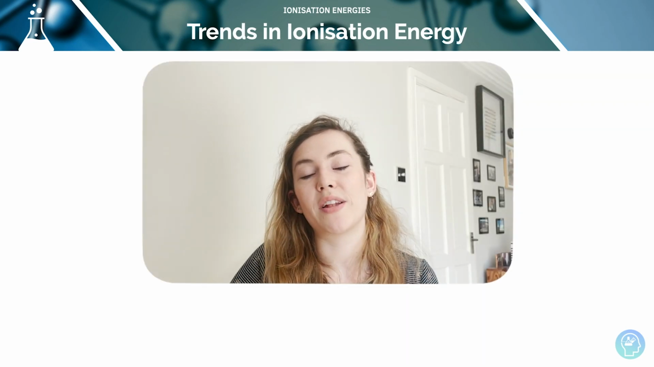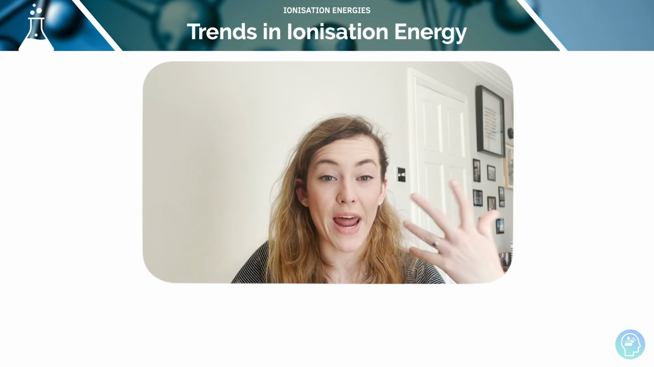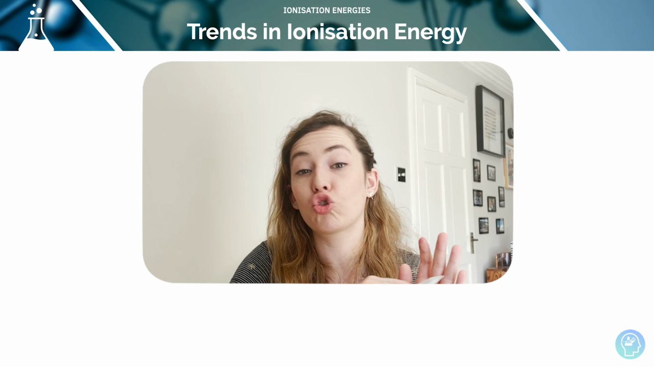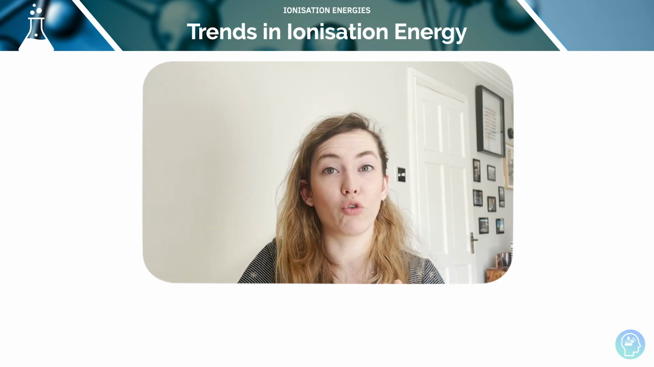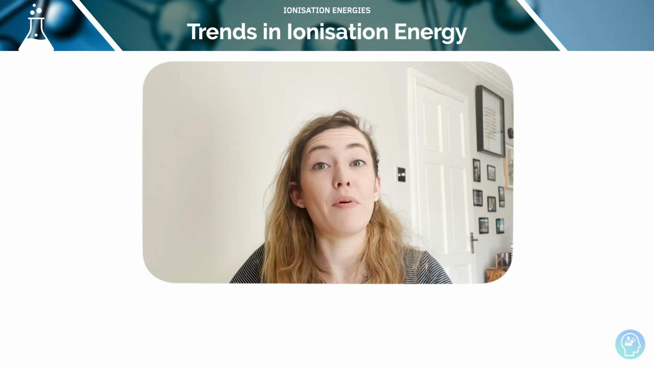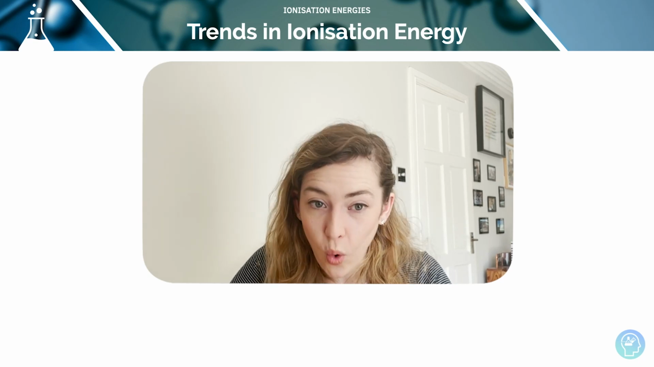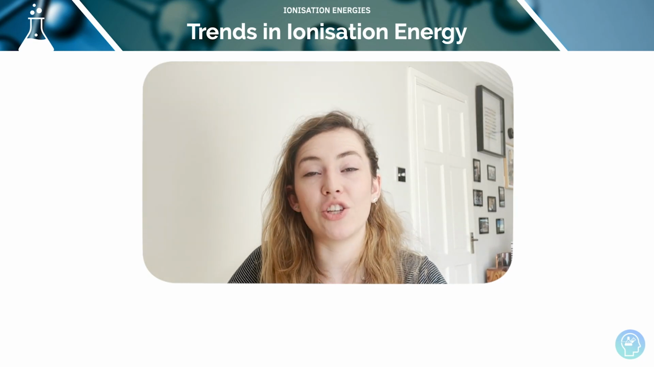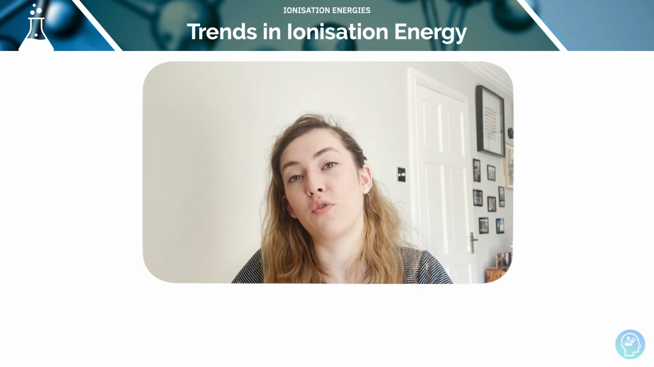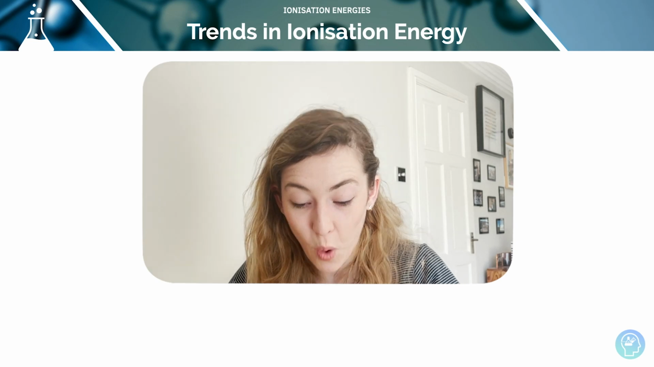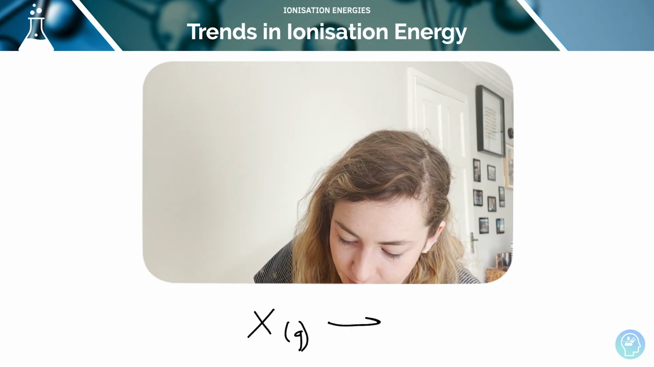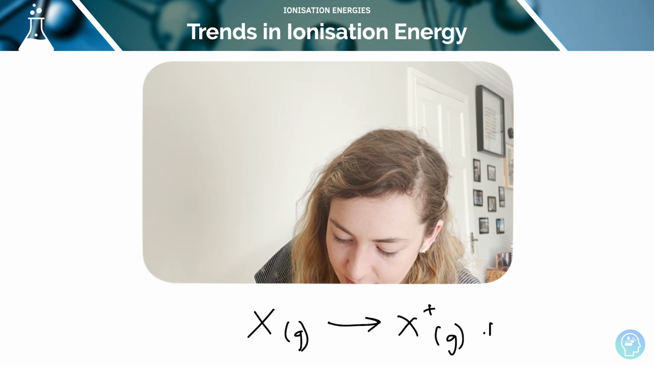So we've just looked at the trends in the successive ionization energies for an element, but we can also look at the trends in the first ionization energies moving across a period or down a group. So this is where we're comparing different elements. So remember, the first ionization energy is the energy required to remove 1 electron from each atom of an element in 1 mole of gaseous atoms to form 1 mole of gaseous ions with a 1+ charge. So just a reminder, we've got X as gaseous, we're going to get X+, and that's going to be gaseous, and then e-.